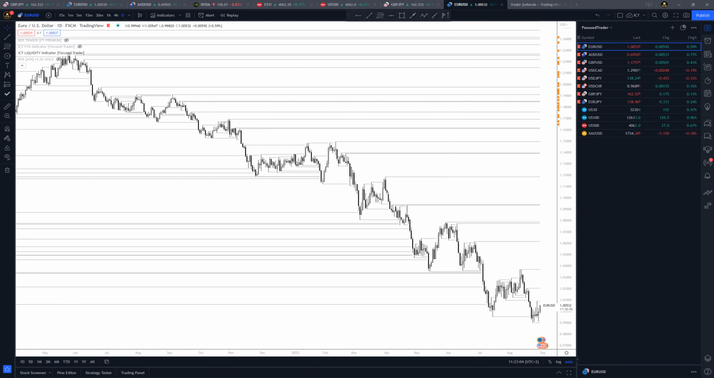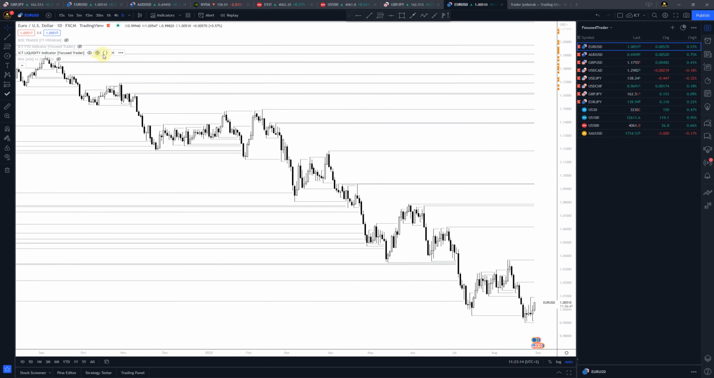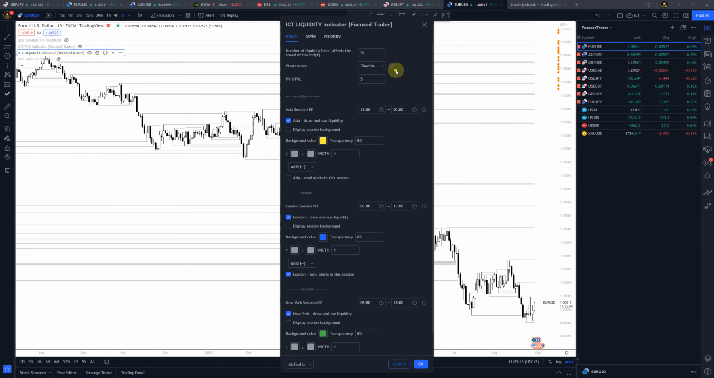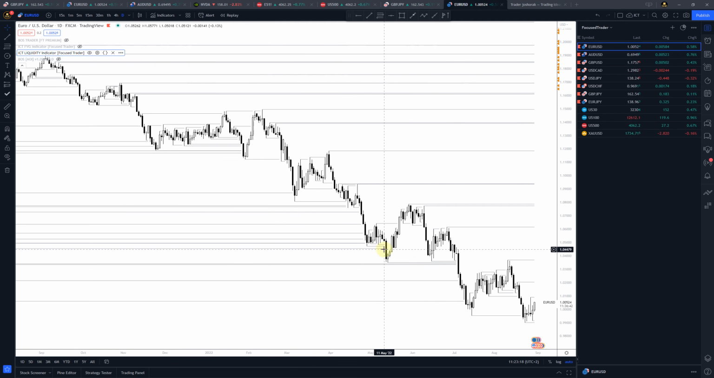Right now we are looking on EURUSD pair, and we're looking on daily time frame. So you can see the liquidity is drawn by our liquidity indicator. It is set in time frame mode. So every time I switch time frame, I will see the liquidity from higher time frame, which is great for me because that way I can do my multi-time frame analysis very fast.